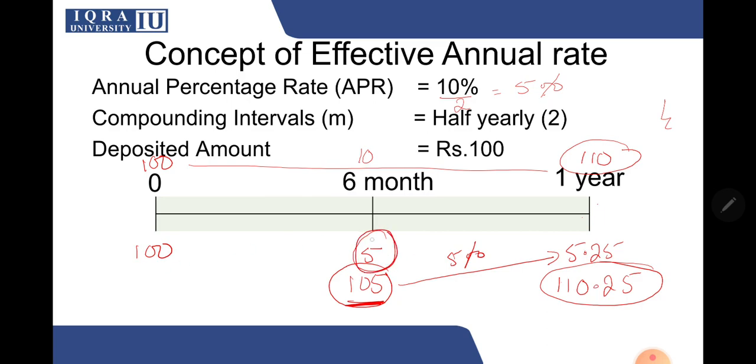6 months पहले ही आपको ये 5 rupees मिल रहे हैं, तो 6 months बाद ही इसके ऊपर interest earn होना start हो जाएगा. So you're getting interest on interest over here.